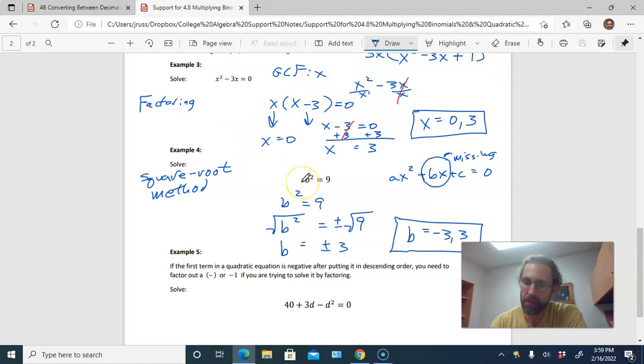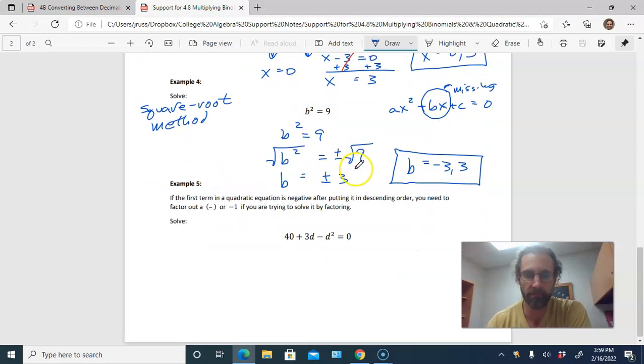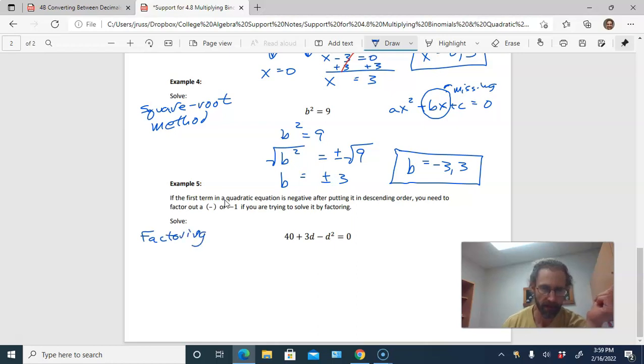This one could have been solved using the quadratic formula as well, but you would have had to move this 9 to the other side and then determine what your A, B, and C are. And then example 5, the last one, we're going to do this one by factoring. I say factoring, guys, because I can sort of look at it and I can tell that it's factorable. That just comes from a lot of experience.